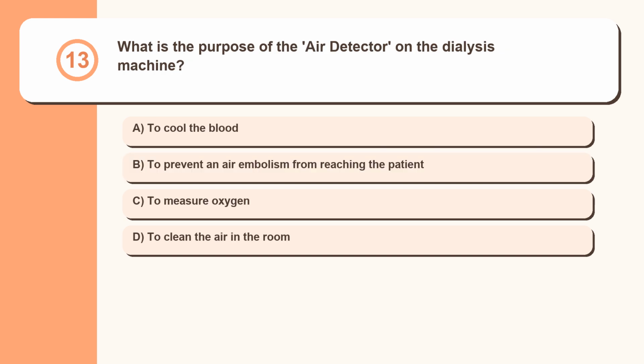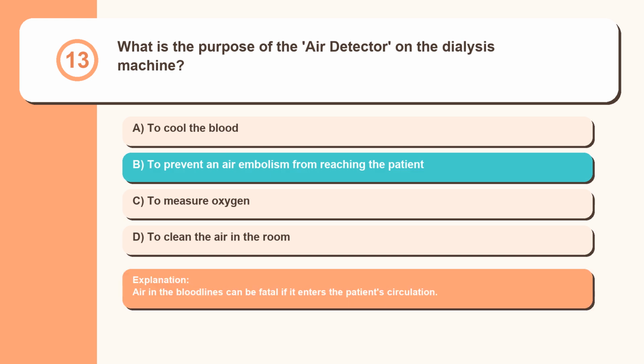Question 13. What is the purpose of the air detector on the dialysis machine? To cool the blood. To prevent an air embolism from reaching the patient. To measure oxygen. To clean the air in the room. Air in the bloodlines can be fatal if it enters the patient's circulation.